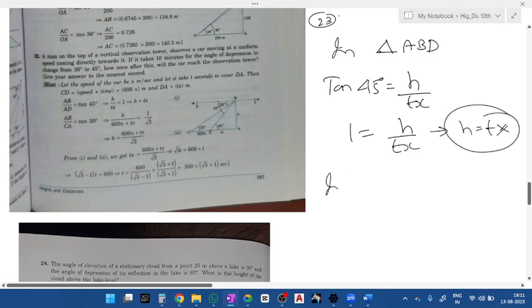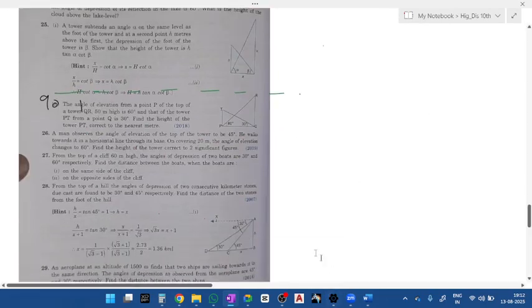First equation. Tell me the next one. In triangle ABC, or BAC, in triangle ABC, tan 30 is equal to h divided by 600x plus Tx. Right? What is the tan 30 value?